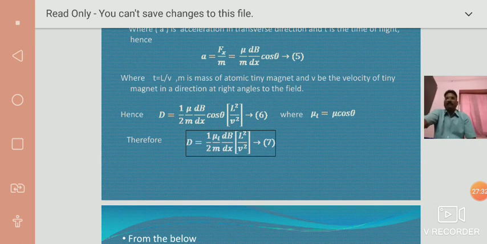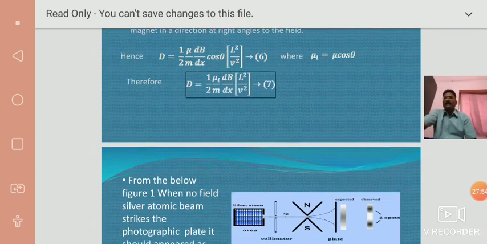Hence mu cos theta is the component of mu L. Mu L is the magnetic moment of the orbit, the magnetic moment of the silver atom. Therefore that is represented as mu L. The component of mu L can be written as mu cos theta. Hence mu cos theta can be replaced by mu L, and the final equation can be written as d equal to half mu L by m dB by dx into L squared by v squared, equation 7, which is placed in a rectangular box. It is the final equation, the displacement equation.